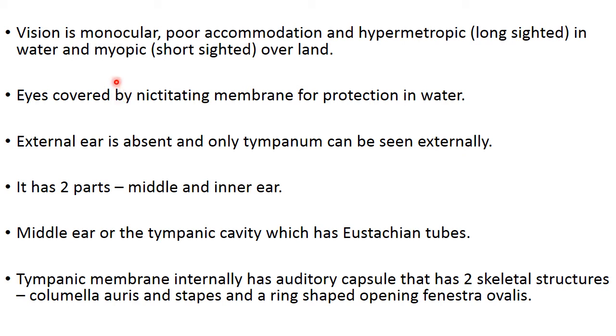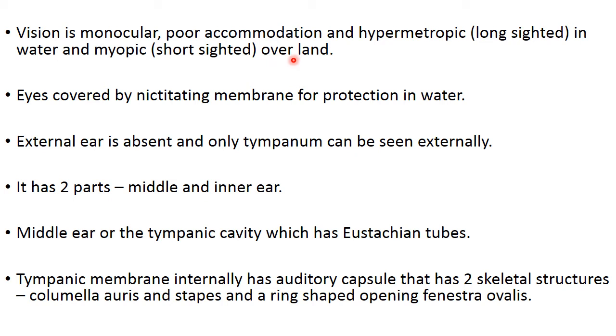Vision is monocular, that means दोनों eyes अलग अलग images form करेंगे. Poor accommodation है इसमें, and it will be hypermetropic, that means long sighted in water, and myopic, that is short sighted over land. Most frogs can see only at a distance, but they have excellent night vision. They are sensitive to movements also.